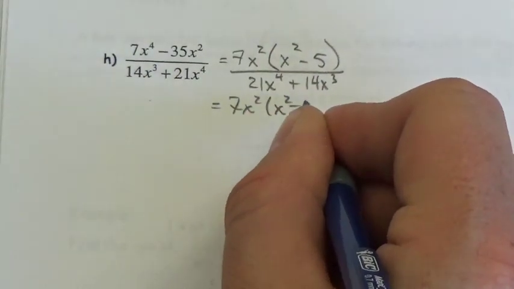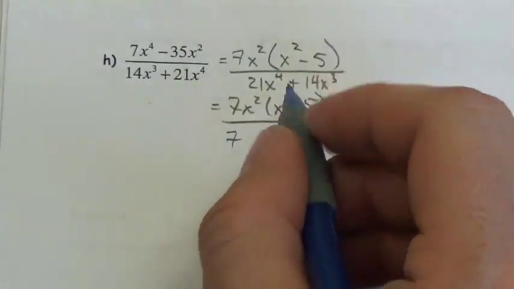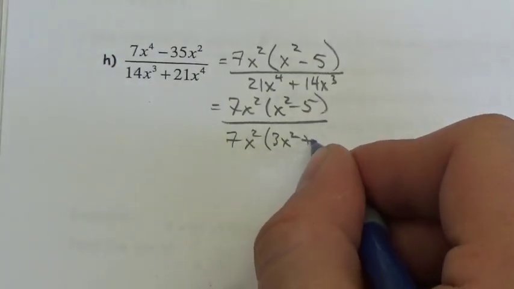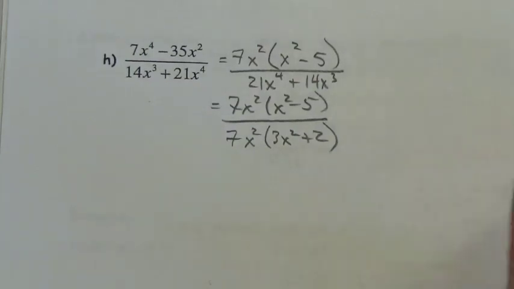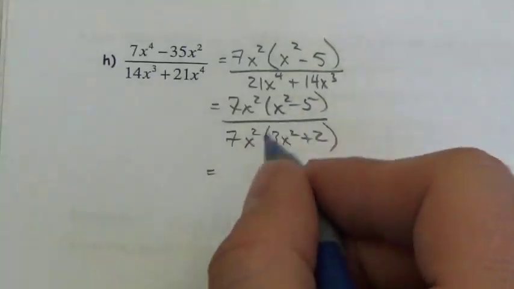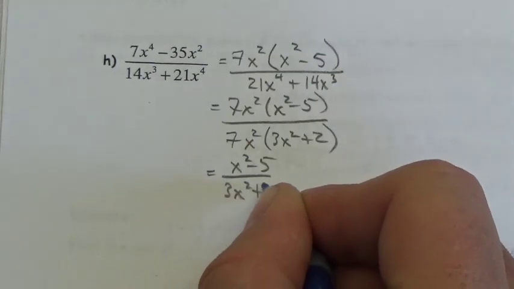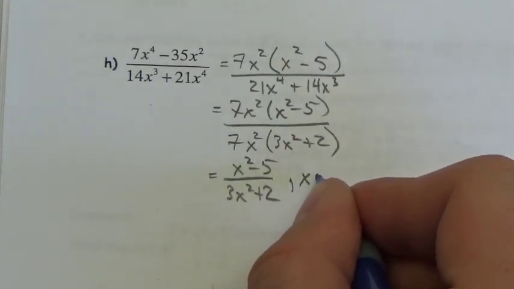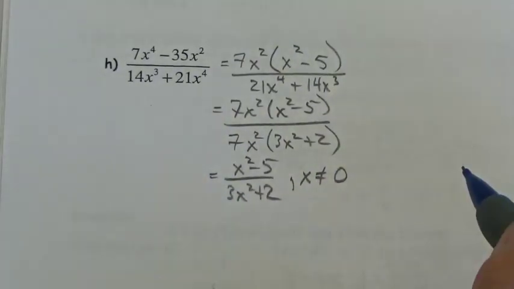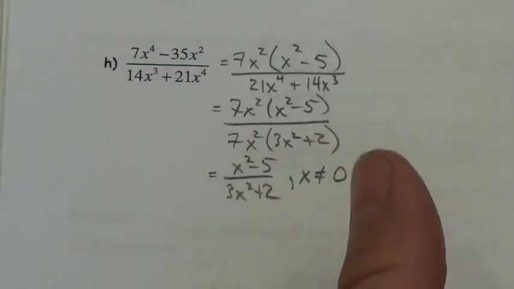Okay, and now what I will do is take out what's common. What have I got there? I've got a 7x squared. And I'm going to be left with 3x squared plus 2. Okay. Now, the 7x squared over the 7x squared, those are going to cancel and give me a 1. So I'm going to be left with x squared minus 5 over 3x squared plus 2. Now, the removable discontinuity, the one that I just canceled out there, was that x cannot be equal to 0. So, all by itself, x can't be equal to 0.